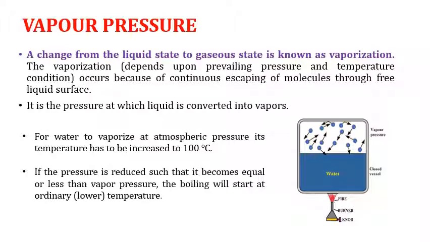Vapor pressure. A change from liquid state to gaseous state is known as vaporization. Vaporization depends upon the prevailing pressure and temperature condition. It occurs because of the continuous escaping of molecules through the free liquid surface. It is the pressure at which the liquid is converted into vapors.